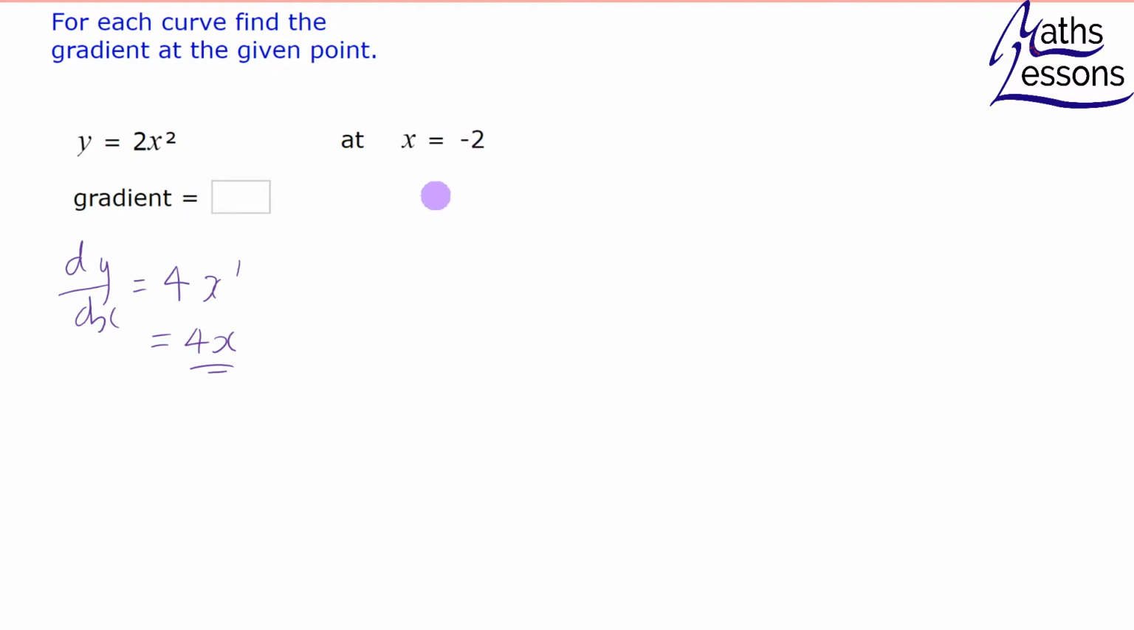so I want to find the gradient of the curve at the given point. So when x is minus 2, put x is minus 2 into this. So at x equals minus 2, dy by dx, the gradient function, will equal 4 times minus 2, which equals minus 8. So let's put that in.